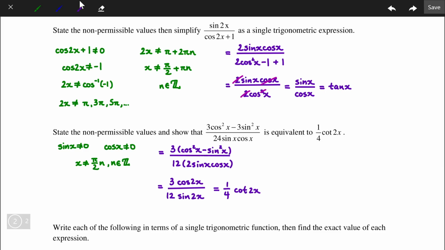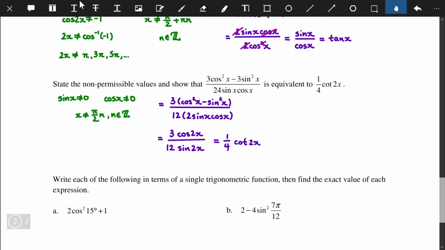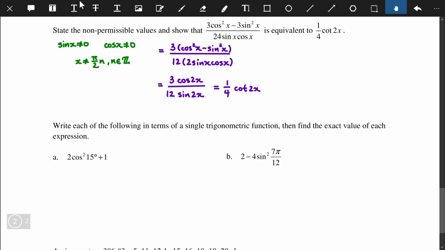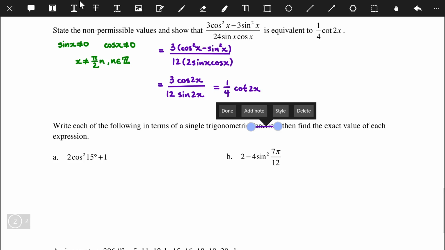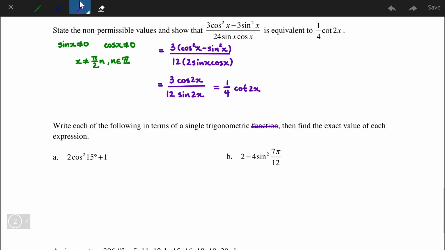Okay, so lastly, just a couple more examples here. It is to, let's see, write as a single trigonometric expression. Again, this is not a function, this is an expression. Sorry about that. And then we can find the exact value.